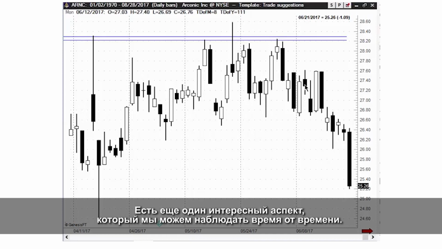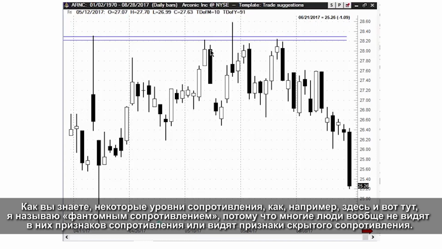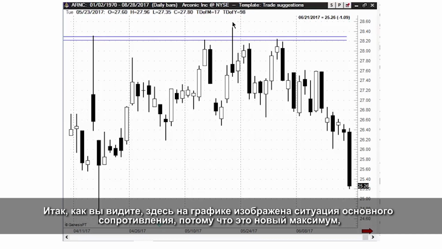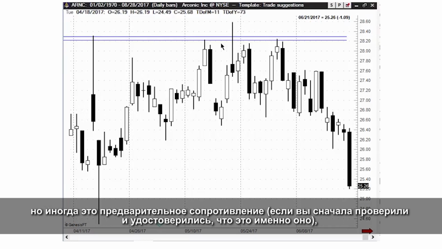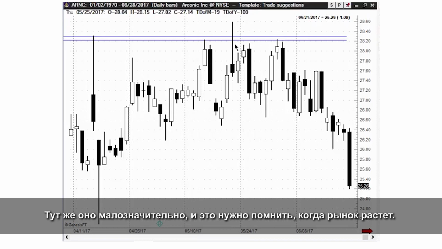Also, there's another interesting aspect that we see from time to time. Notice the resistance here and here, and I actually call this phantom resistance because it's resistance most people don't see, or hidden resistance. Sometimes we have an emotional extreme, like the market gets up here, and what happens sometimes is the prior resistance. See, this is major resistance because it's a new high, but sometimes this prior resistance, if it's multi-tested, still becomes resistance, like over here and over here. So in this case, it's minor, but it's something to keep in mind.